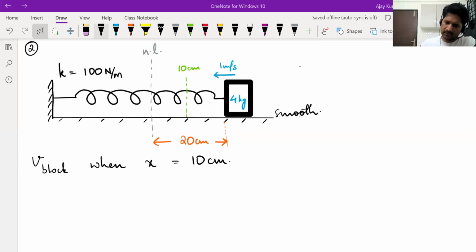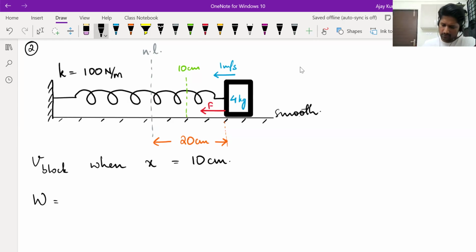Now, see the block is moving to the left. The spring is in a stretched state, so it will be pulling. So the force on the block is also to the left itself. Force and displacement are in the same direction. Work done should be positive. Kinetic energy should increase. Speed must be more than 1. Okay, we'll see.